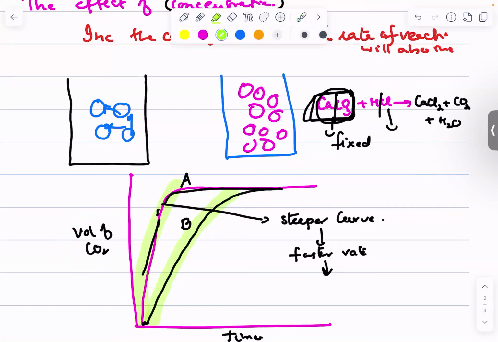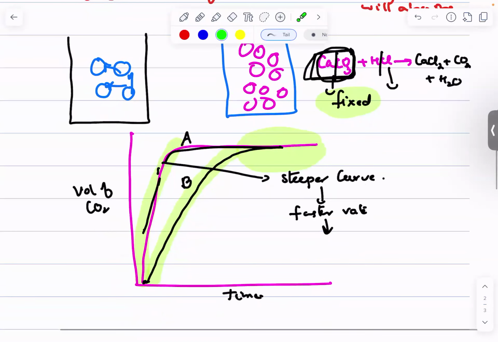I'm repeating again and again: the volume of the carbon dioxide produced would be the same towards the end because calcium carbonate is fixed. So are you getting my point? That means these two lines are because of the concentration of the acid being used. I hope it's clear. All right. Can you please tell me what is shown in the graph? What is your take on this?